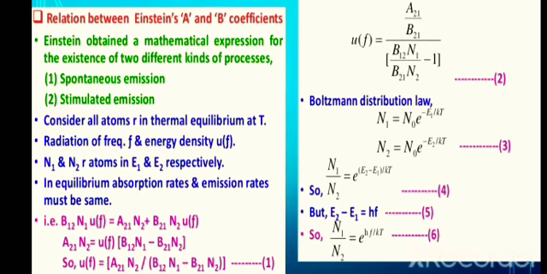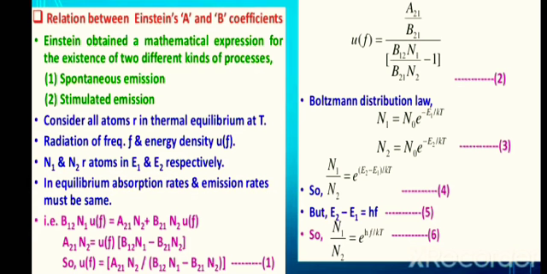Relation between Einstein A and B coefficients. Einstein obtained a mathematical expression for the existence of two different kinds of processes: one, spontaneous emission; two, stimulated emission. Consider all atoms in thermal equilibrium at temperature T, with radiation of frequency F and energy density U(F). N1 and N2 are the numbers of atoms in E1 and E2 respectively. In equilibrium, absorption rates and emission rates must be the same. That is, B12 times N1 times U(F) equals A21 times N2 plus B21 times N2 times U(F). So U(F) equals A21 N2 divided by (B12 N1 minus B21 N2). Let's name it 1. U(F) equals (A21 by B21) divided by ((B12 N1) by (B21 N2) minus 1).